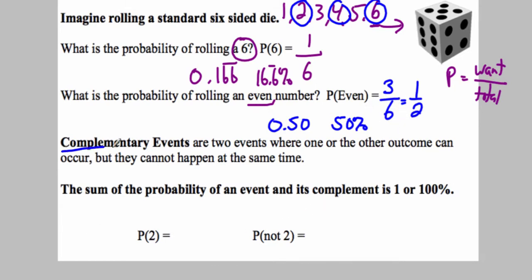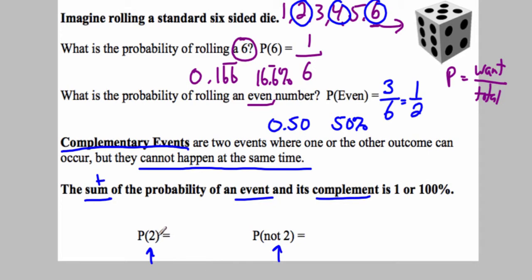Now we have something called complementary events. These are 2 events where one or the other can occur, but they cannot happen at the same time. So think of it as I could roll a 2, or I could not roll a 2, but I can't do both things at the same time. The sum of the probabilities of an event and its complement is 1, or 100%. So you have 100% of the possibilities rolled up into something happening or it not happening.